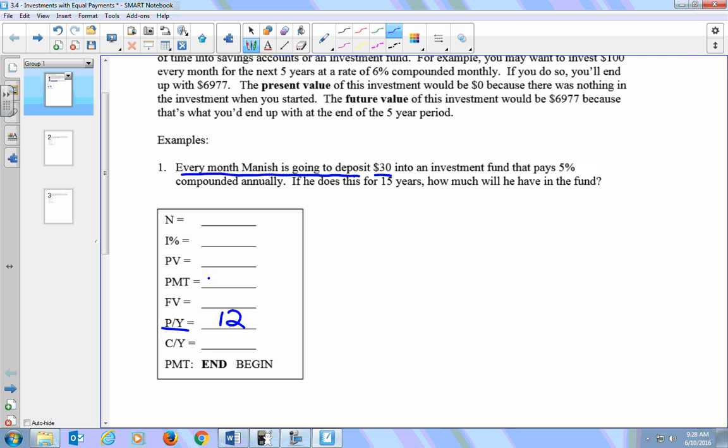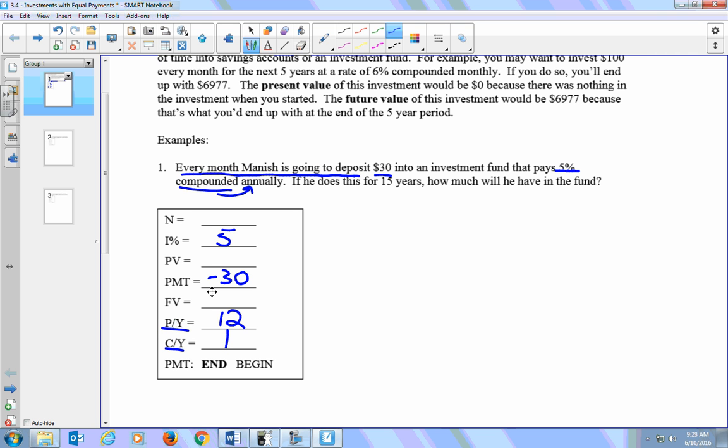So we have negative 30 for our payments per month into an investment fund that pays 5%. So 5 goes on here. Again, we don't write it as a decimal, just as a regular 5. Then we see compounded, so we know that's our compounding periods. Look to the right, annually, that means once a year. So just make sure that the compounding periods doesn't automatically change to 12 before we try and solve.